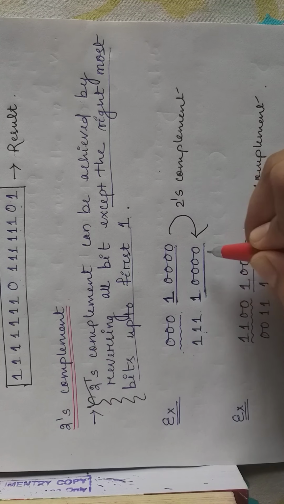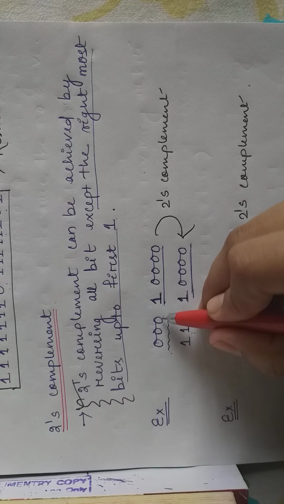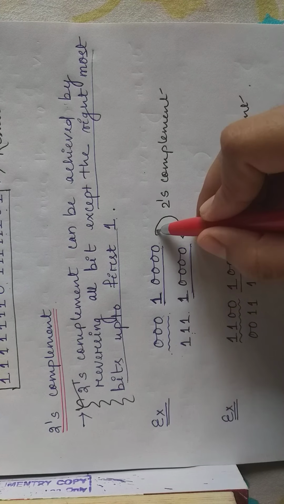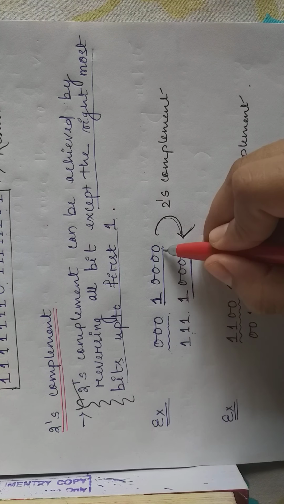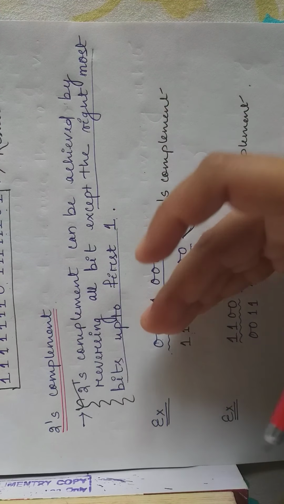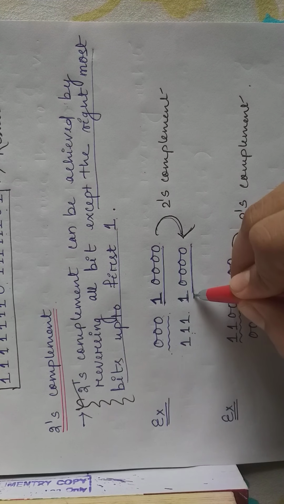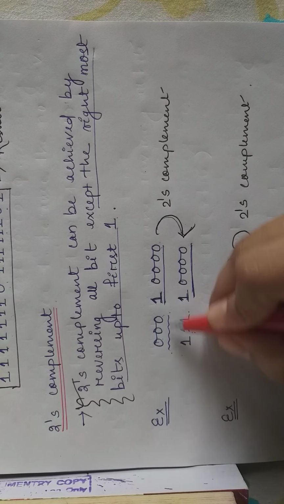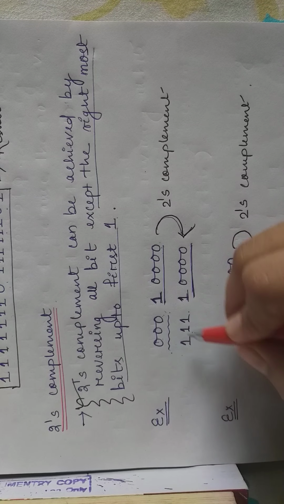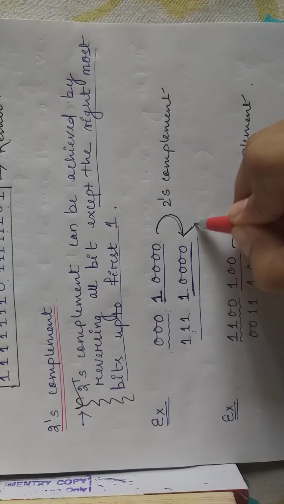After that all the digits are reversed, like here zeros are reversed to 1 and this remains same, like the 000140 and its 2's complement is here. If we go from right to left, the first one is this, up to this remains same, and after that all zeros are converted to 1. This is the 2's complement.